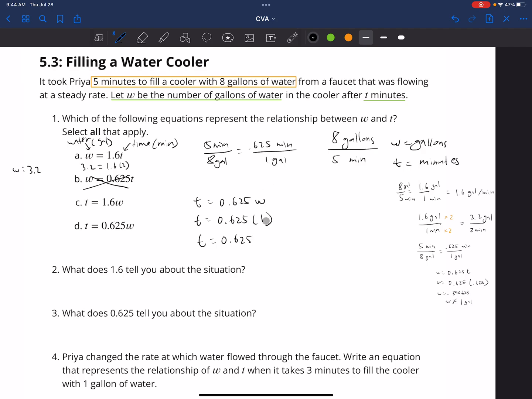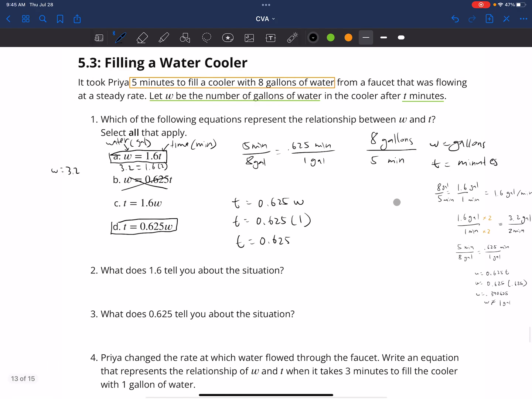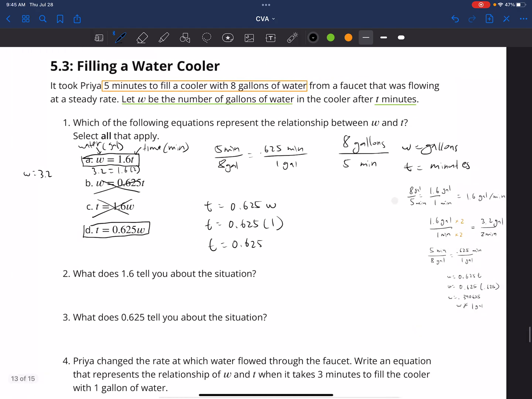See, I put in 1 gallon, right? And then what did I get? 0.625, which, by the way, for T, which is my minutes, I did get, in fact, 0.625. So this equation works, right? And this equation works. That equation works. But as you will see, if we do the same thing, that actually will not work.